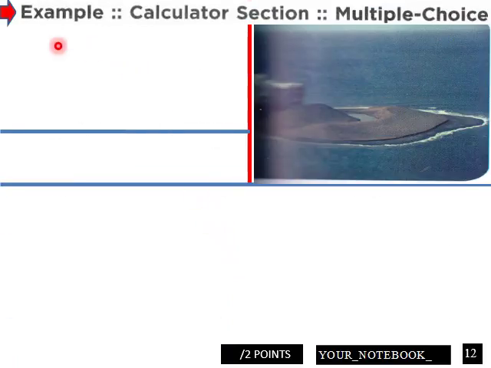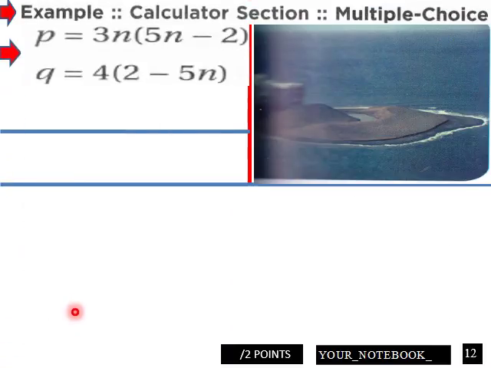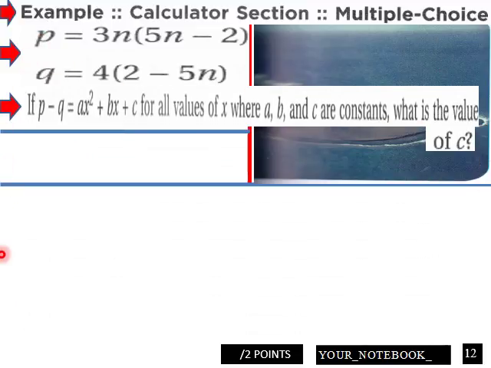Page 12, example, calc section, multiple choice. We have two equations here. If p minus q equals this trinomial for all values of x, where a, b, and c are constants, what is the value of c? And then here are our choices for c.